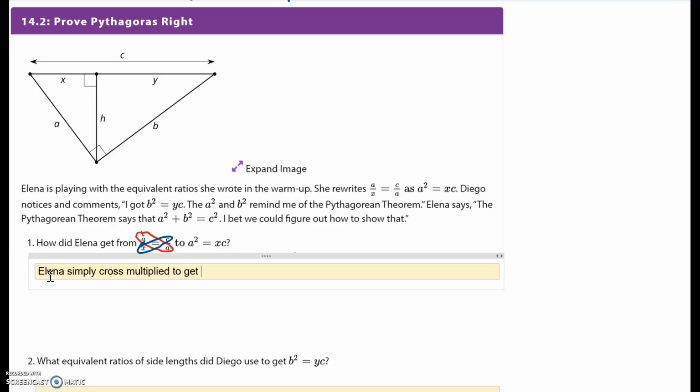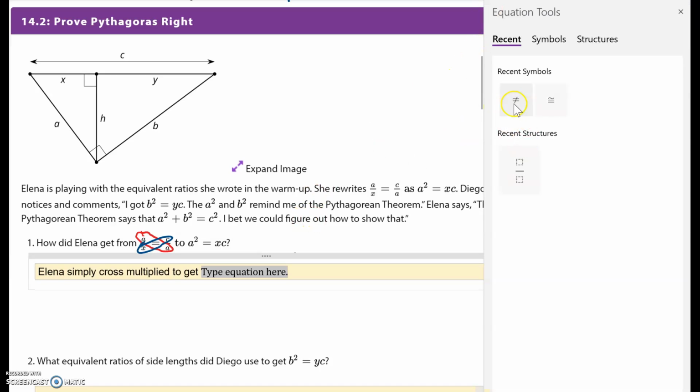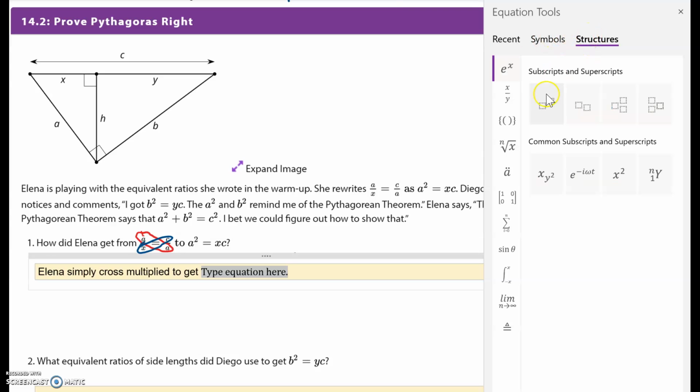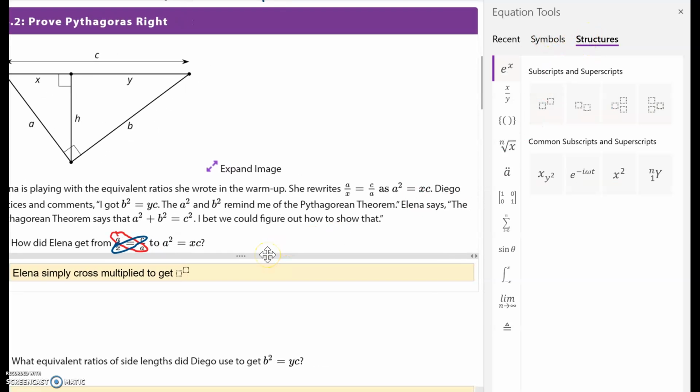To get a squared equals x times c. We'll put that equation in. A squared equals x times c. All right.